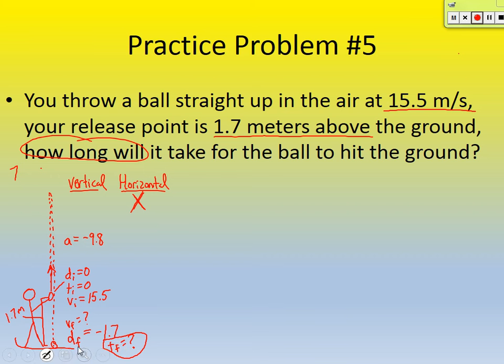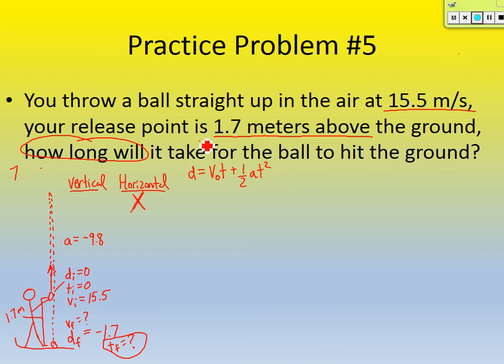Displacement final we have, velocity initial we have, time we don't have. Time's the only one that we don't have, so we could use equation number 4. In fact, that's the one we have to use because equation number 5 doesn't have time in it at all. So I'm going to write down equation number 4, which says displacement is equal to velocity initial times time plus 1/2 at squared.